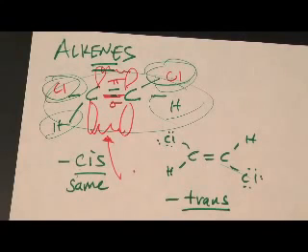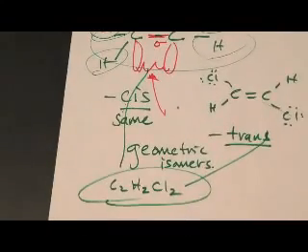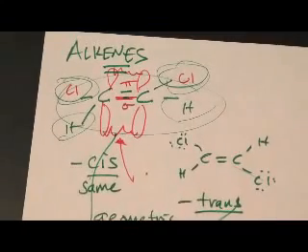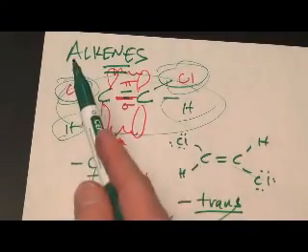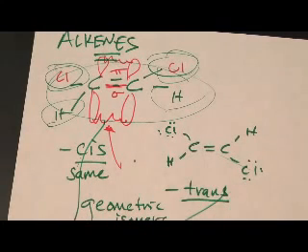These cis and trans isomers are known as geometric isomers of one another, because they have the same formula. Both have C2H2Cl2 for the formula. But one has the chlorines on the same side, and one has the chlorines transverse of each other.